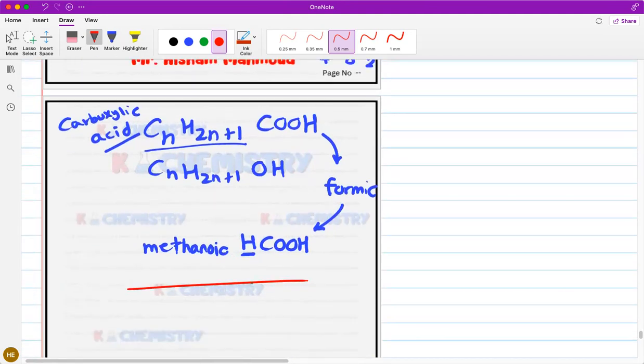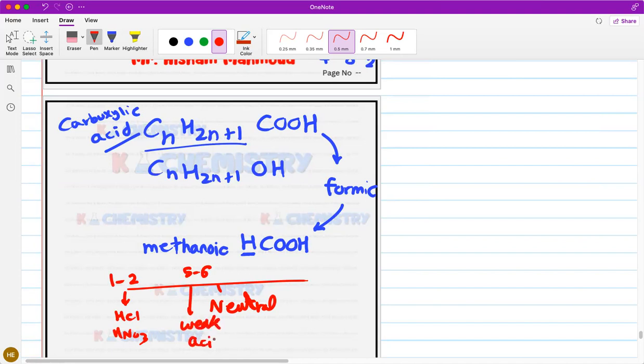If this is neutral, the strong acids are far away, like HCl, HNO3, H2SO4, that's 1 to 2. But if you are 5 to 6, that's weak acids. Usually these are what we call the carboxylic acids or the organic acids. Methanoic, ethanoic, propanoic, they will still react as acids, but they are weak acids.